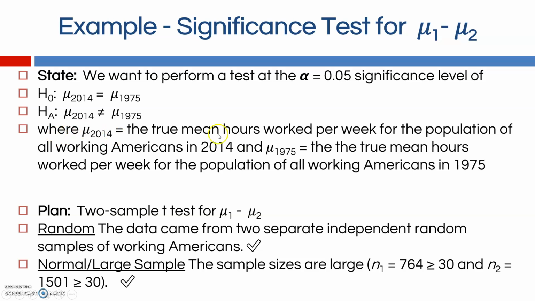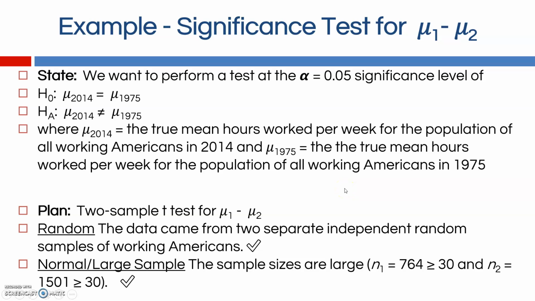So mu 2014 is the true mean hours worked per week for the population of all working Americans in 2014. And mu 1975 is the true mean hours worked per week for the population of all working Americans in 1975. Two sample t-test for mu1 minus mu2. We talked about the conditions being satisfied already, so you just want to state them just like this.